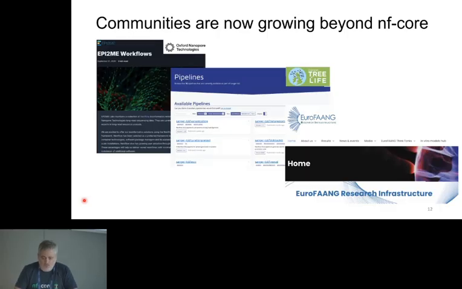Then we have the Darwin Tree of Life. In this case, this community is also developing workflows for this project. They even mirror our website, as you can see here.